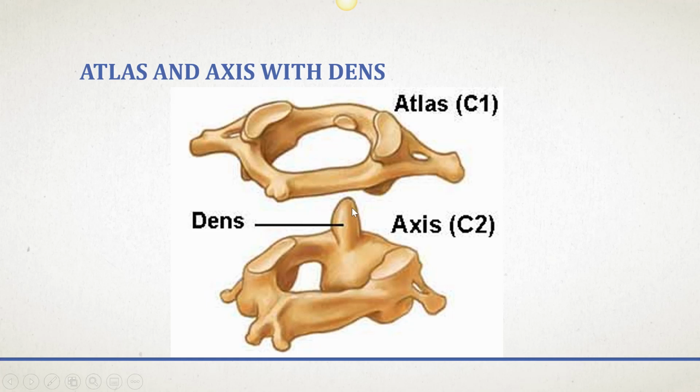This is called the dens. It's a little thumb-like structure that's actually thinner than the thickness of a standard human thumb. And this is what the entire head rotates around, is this tiny little nub that sticks up. So the axis is C2, and it has the dens, which allows for head rotation, and atlas sits on top of the axis.